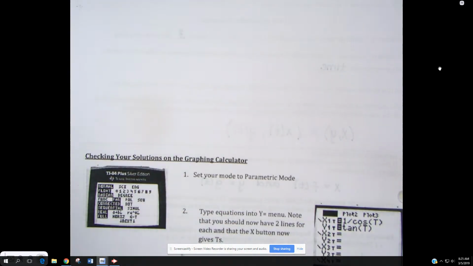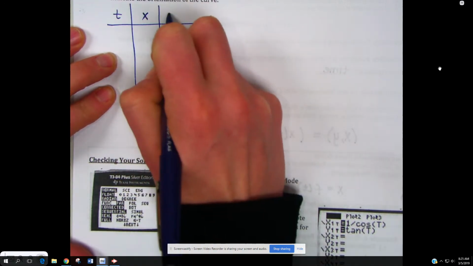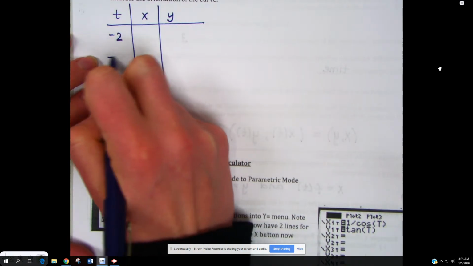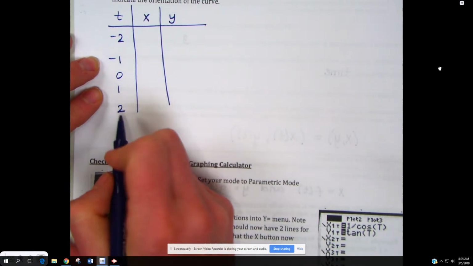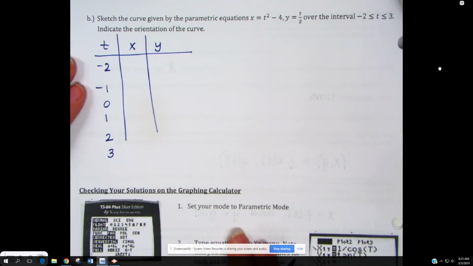So here's another one. Go ahead, you could turn it off and give it a try. The steps are exactly the same. You have your T values, you're going to generate your X, you're going to generate your Y. Here, same thing. I might choose -2, -1, 0, 1, 2. I even chose an extra one.